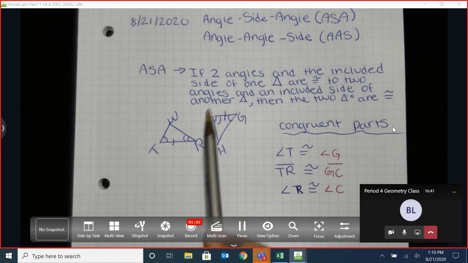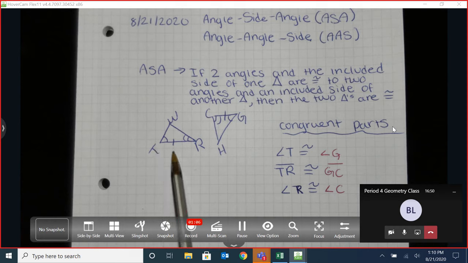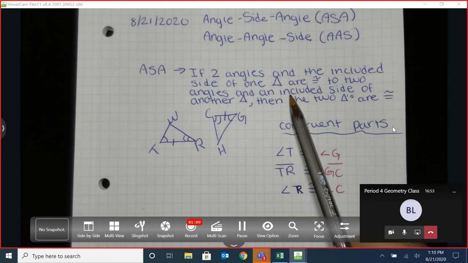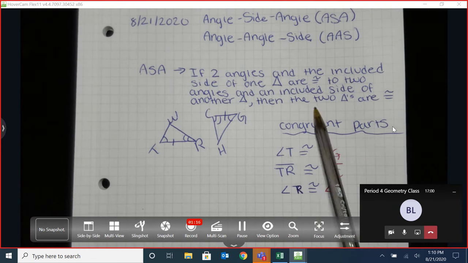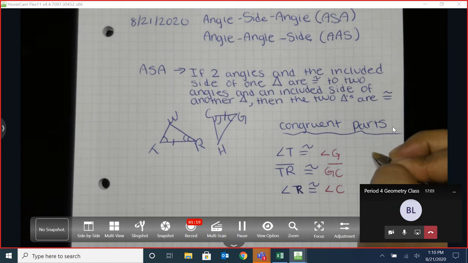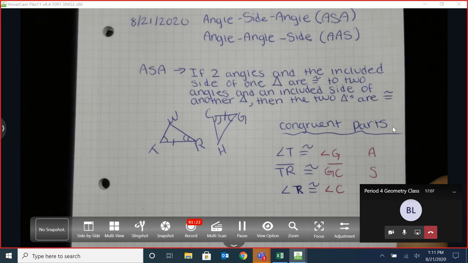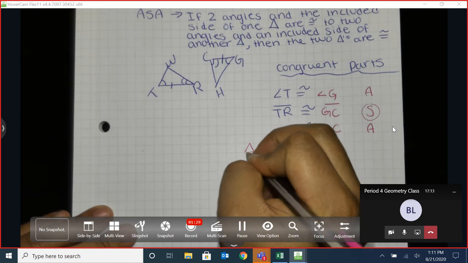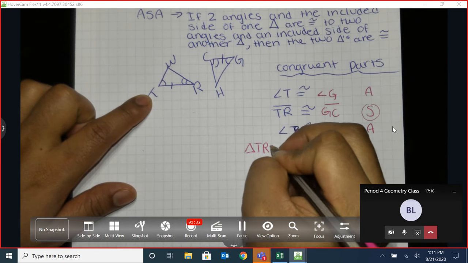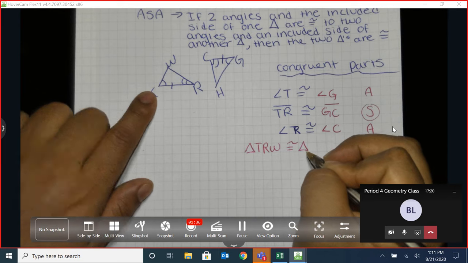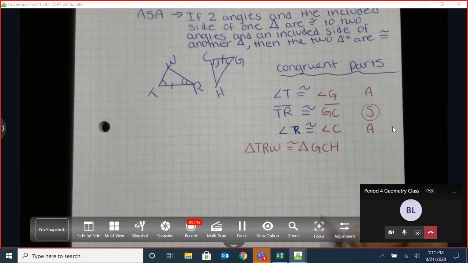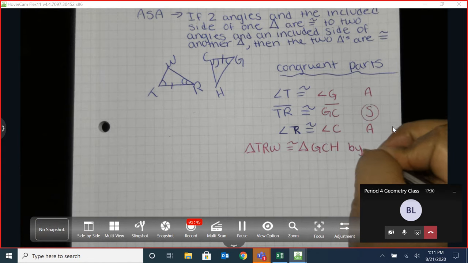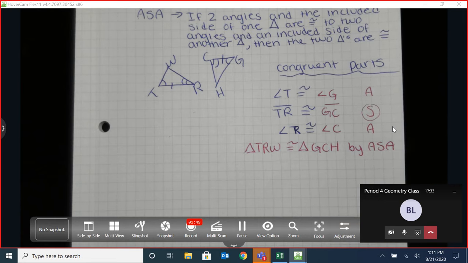So again, if two angles and the included side, meaning the side in the middle, of one triangle are congruent to two angles and the included side of another triangle, then the two triangles are congruent. So you have an angle, a side, an angle. Again, the side has to be in the middle. Therefore, you could say that triangle TRW is congruent to triangle GCH by angle, side, angle. Okay?